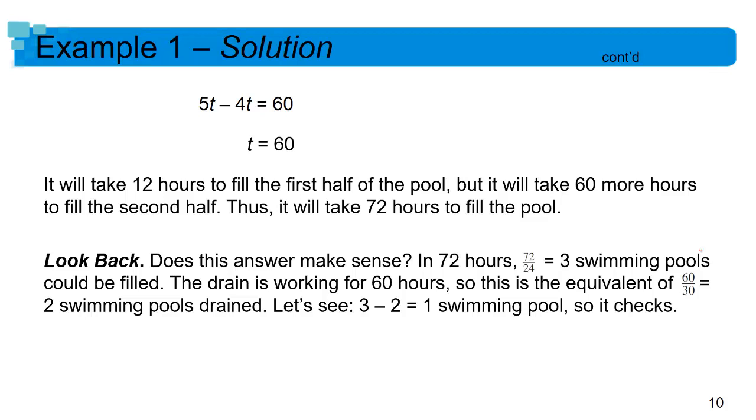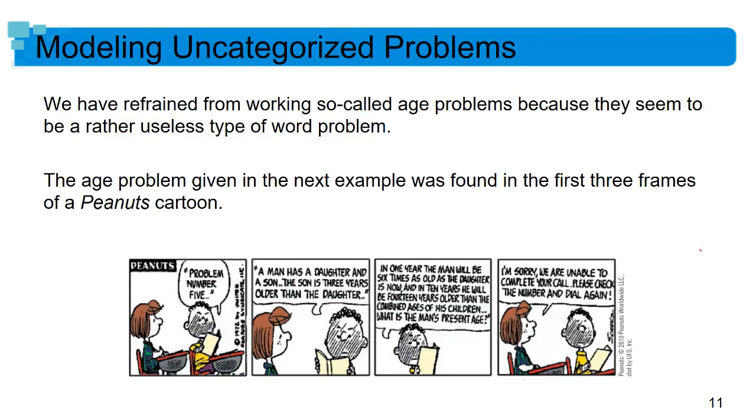It was filling for the first 12, but it was only draining for the last 60. So in those last 60 hours, it was draining at 30 per hour. So that means in 60 hours, it would drain 2 pools. So we filled 3, we drained 2, and we're left with 1. 3 minus 2 equals 1. Yep, so that's a simple way of looking back and seeing if the numbers make sense. And they do. Okay, the next type of problem we're going to look at is another kind of obscure problem.